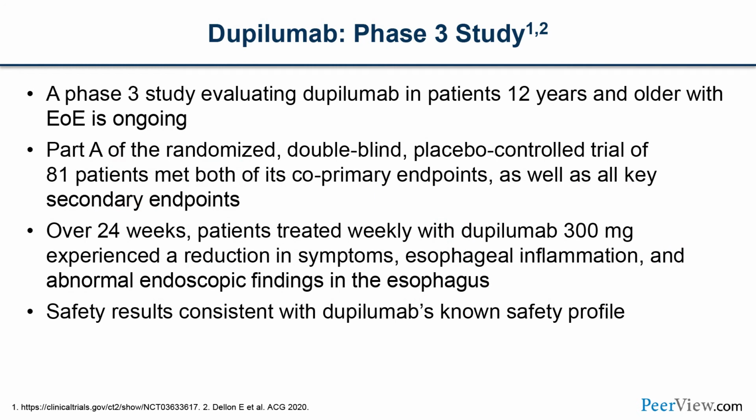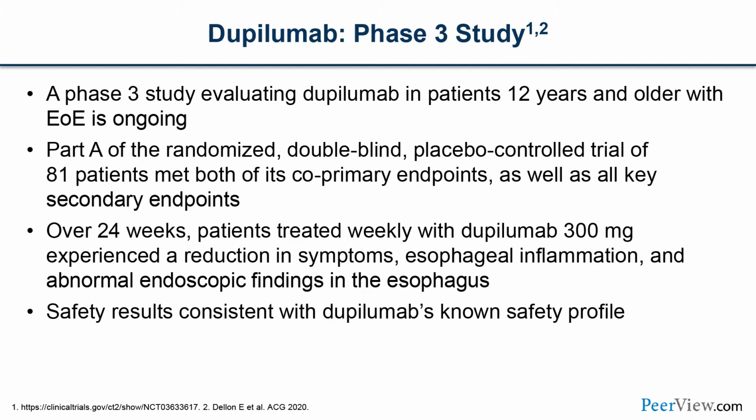We are now finishing up, and I think Dr. Dillon is going to talk about this during ACG, the Part A, that has been finished. They completed the phase 3 trial with 81 patients that were then randomized, again, to dupilumab or placebo over 24 weeks, so a 6-month randomization.